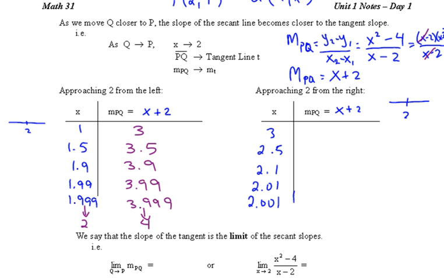4. And it needs to approach the same thing from both sides. It doesn't always happen that way. So let's do it from both sides. 3 plus 2, 5, 2.5 plus 2, 4.5, then 4.1, 4.01, 4.001. Oops, too many zeros. So what is it approaching on this side as x approaches 2 from the right? Also 4. Because it approaches 4 from both sides, we can say the slope of our tangent line at that point is 4.